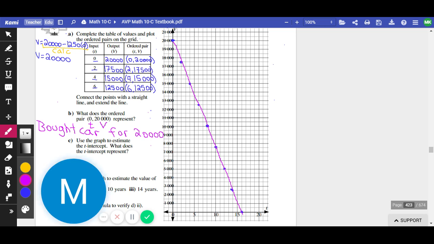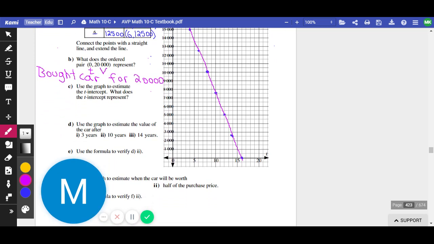If we look at C, it says use the graph to estimate the T-intercept. Remember that T was X for us, so they're asking you for the X-intercept. Looking at this graph, I would estimate that the X-intercept, or the T-intercept, is right there, and it's at 16. Looks like it's at 16 to me. Is that on your page? Go to 16? Fantastic. So I've estimated it at 16. I'm going to say it's at 16, 0.